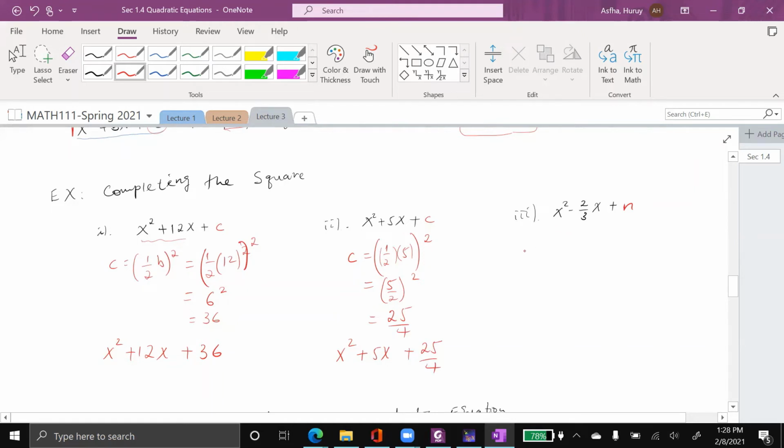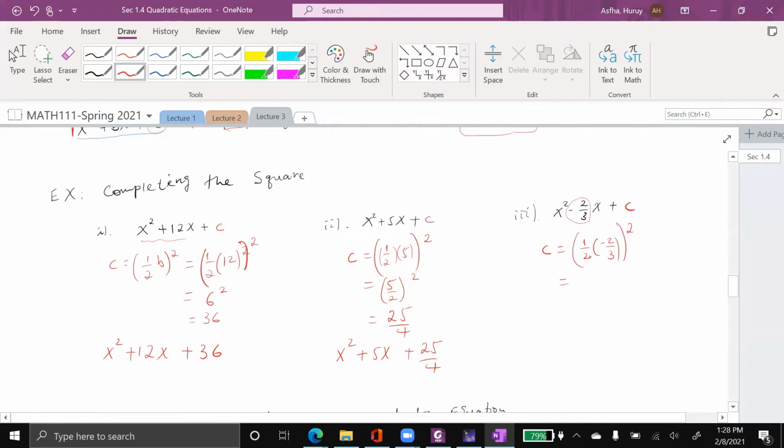And for this one again, let me use c instead. For this one again, c is half of b, in this case all of this. Do not forget the negative term. So this is negative 2 over 2 times negative 2 over 3. Sorry, negative 2 over 3 squared.